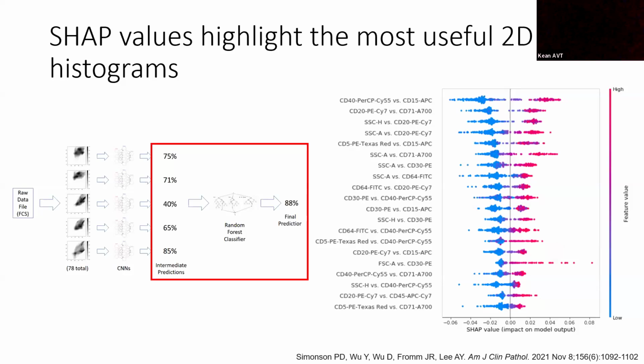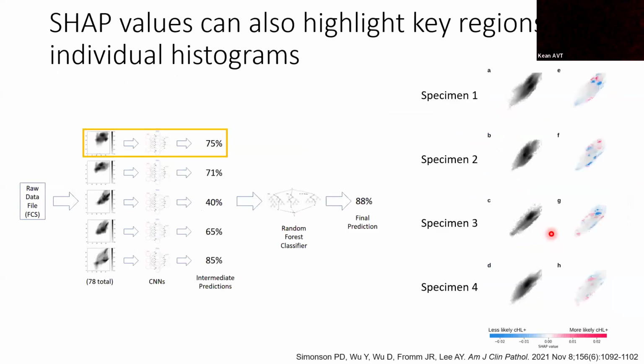So anyway, down lower, you can see that in one of the histograms, when it was positive, it was really positive. And so that's also interesting for understanding how the algorithm is working. That's the CD30 versus forward scatter. So Hodgkin cells, incidentally, are positive for CD30. Okay, so it can also highlight the key regions in the individual histograms.